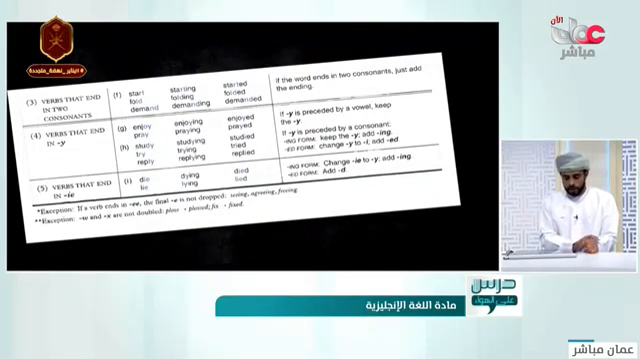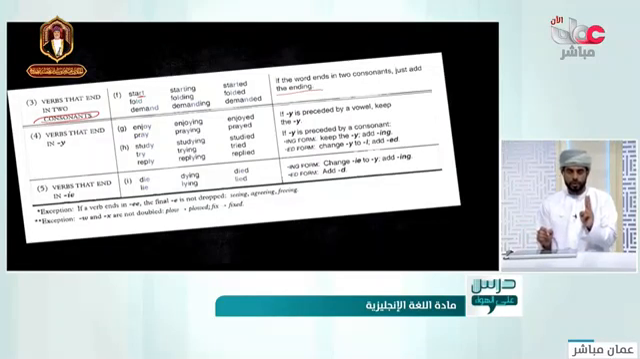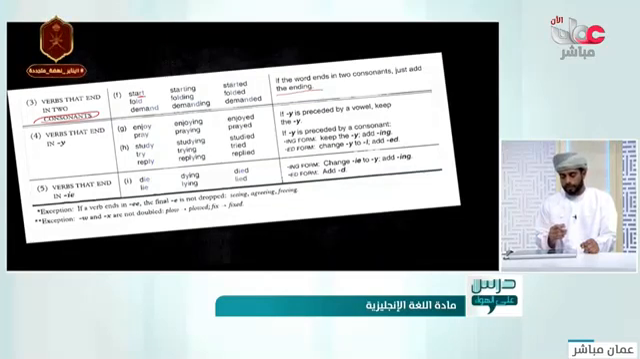Three. Verbs that end in two consonants. Normal verb. If it ends with two consonants like start, fold, or demand, we just add what? We just add the ing and the ed to it. Starting, folding, demanding, started, folded, and demanded. That's it. We just add the ed and we add the ing.